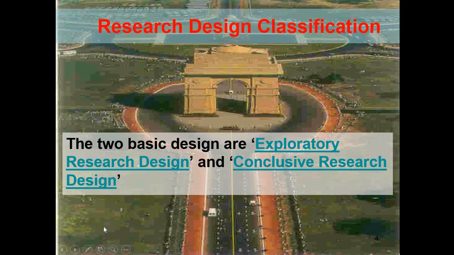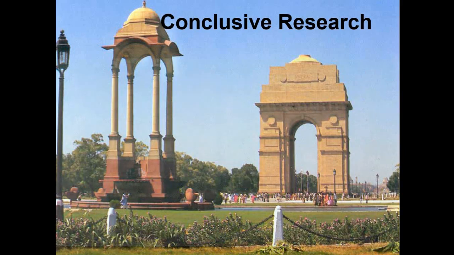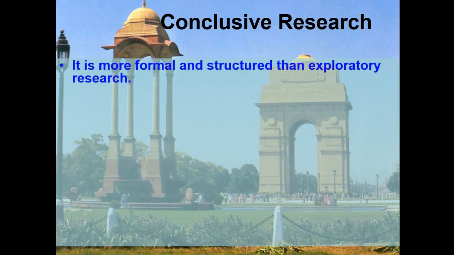We now go to conclusive research design. Obviously, as you can see, the name gives an indication that in case of conclusive research, at the end we will reach some decision, and this will follow, as we have already discussed, after an exploratory study. That means exploratory study will give you a vague idea, and then with this you can go and do a more serious research. It is more formal and structured than an exploratory research.